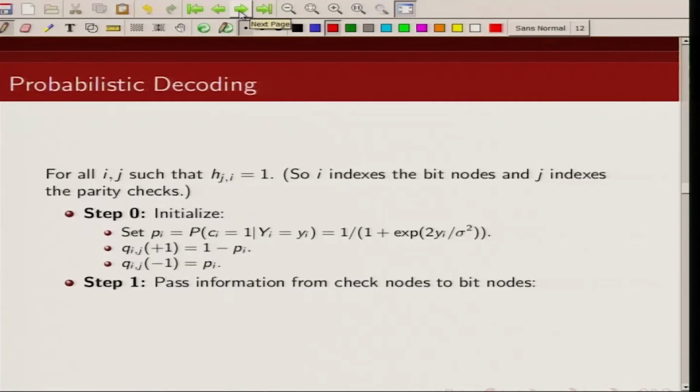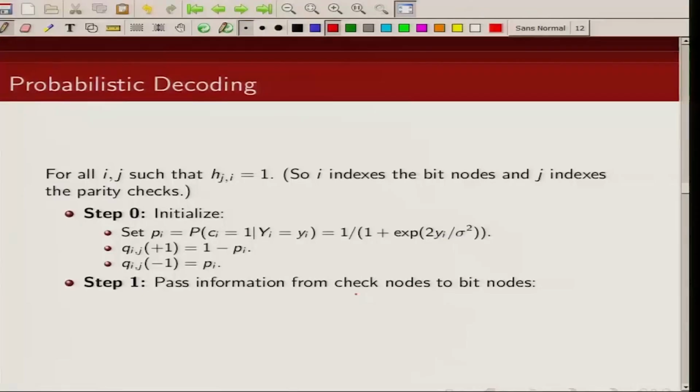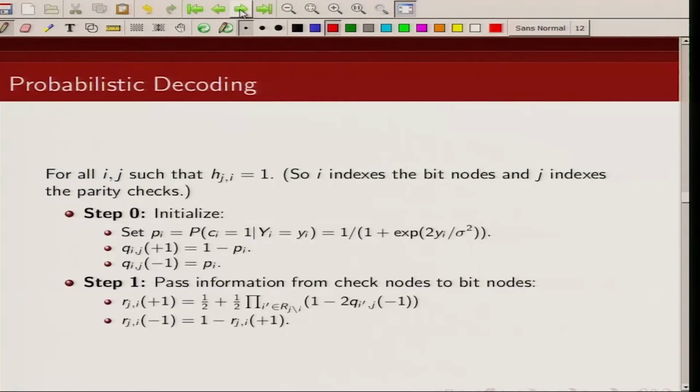Next, once these messages are sent to the check nodes, the check nodes will do local computation and send these Rijs back to the bit nodes. So, pass information from check nodes to the bit nodes. The check nodes are going to pass this information Rij back to the bit nodes, and this is given by this expression.